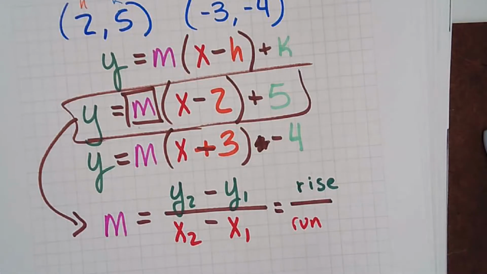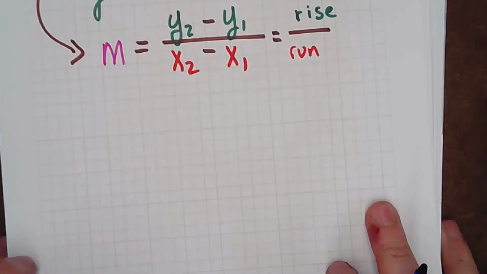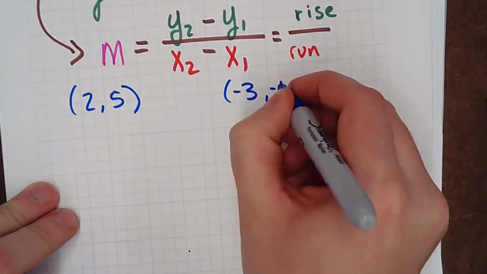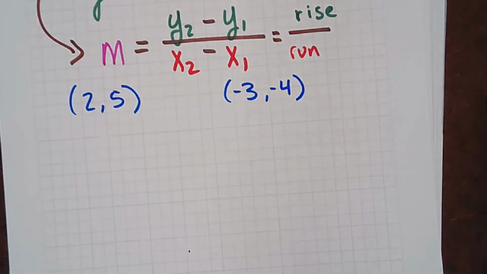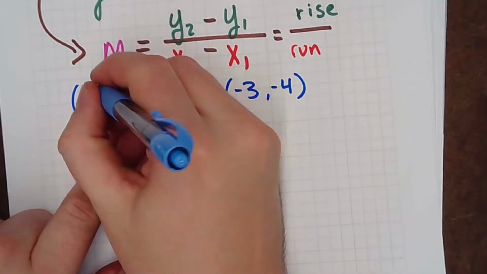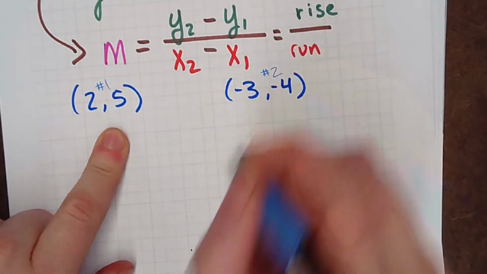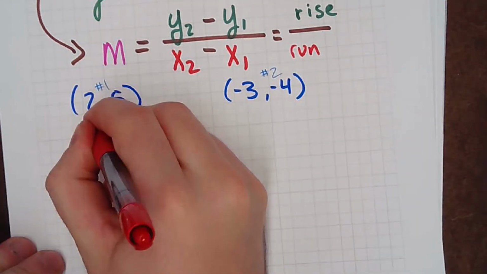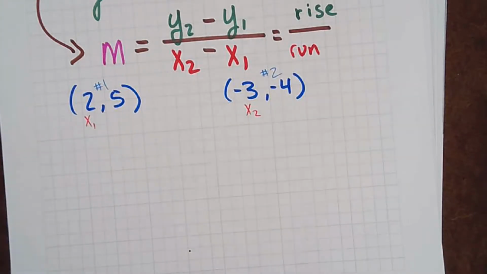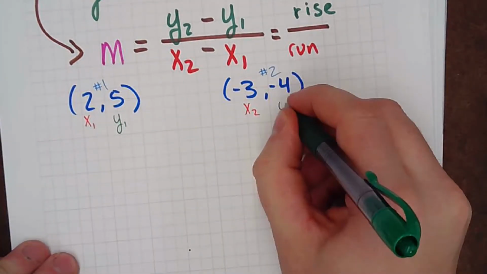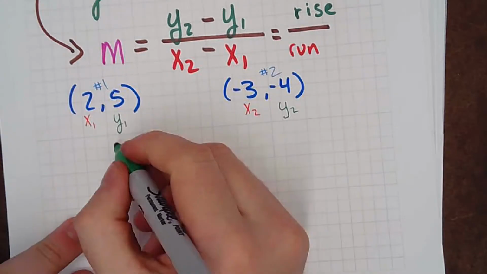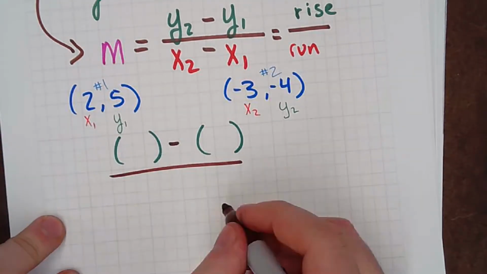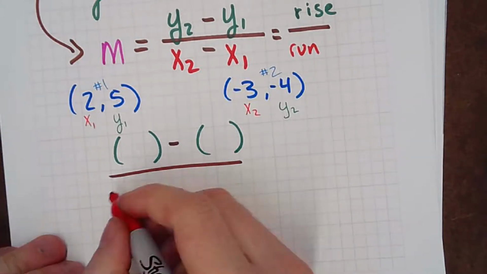So I'm going to write those points down here so I can see them in view of my slope formula. Our points from the problem were (2, 5) and (-3, -4). I'm going to call them as I see them: this is point number 1, and this is coordinate number 2. So this is x1, and that's x2. And that's y1, and that's y2. When we plug into our formula, the y's are subtracted, and the x values are subtracted.